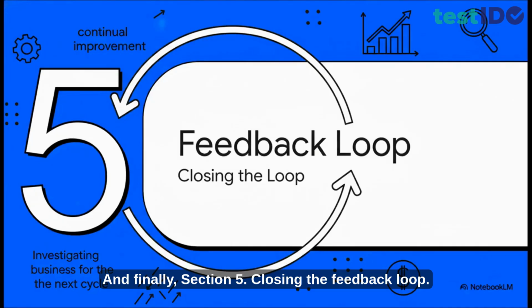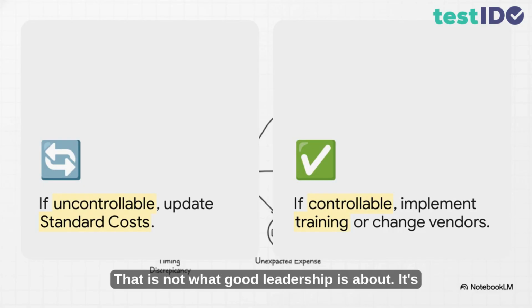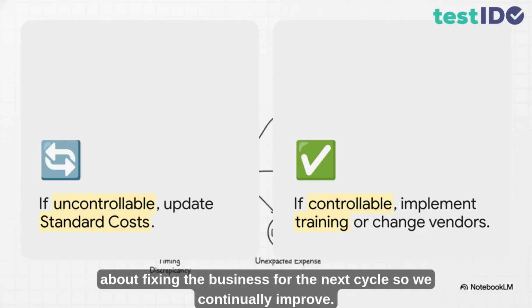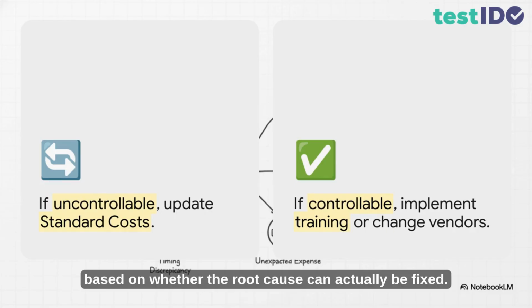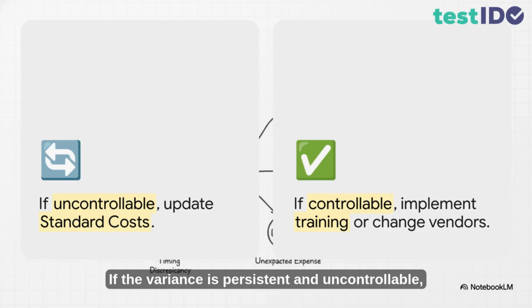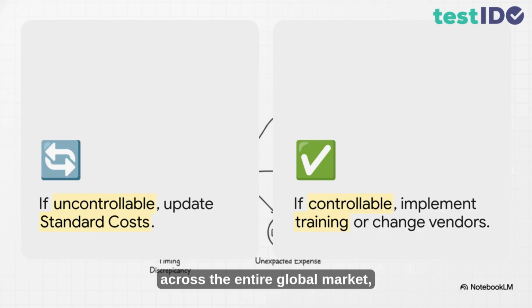And finally, Section 5, closing the feedback loop. Listen, our investigation isn't just about pointing fingers and assigning blame. That is not what good leadership is about. It's about fixing the business for the next cycle so we continually improve. Depending on what we find, management generally reacts in two main ways, based on whether the root cause can actually be fixed. If the variance is persistent and uncontrollable, say the cost of raw materials has permanently increased across the entire global market, well, then we need to update our standard costs. Our old budget is simply no longer realistic.